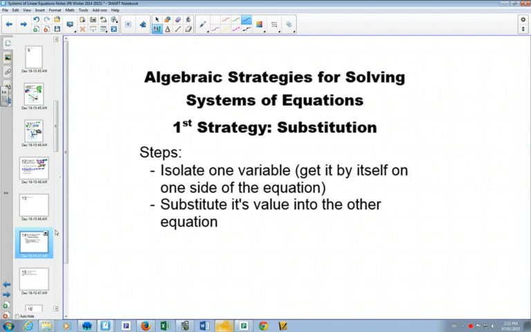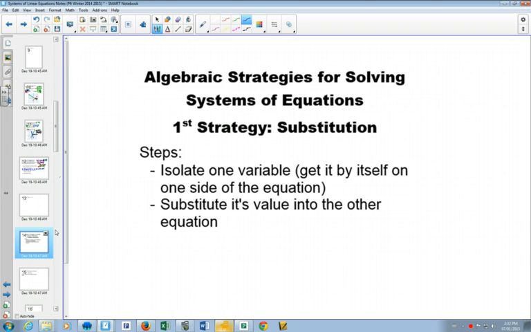So here's the first strategy. We've already learned the strategy of graphing, where you can graph both of them and then find out the point where they intersect. Okay? We also learned guessing and checking, where you just guess until you get it right. Now we're going to learn some algebraic strategies, and these will be the strategies used most going forward, like in following years that use this over and over again.